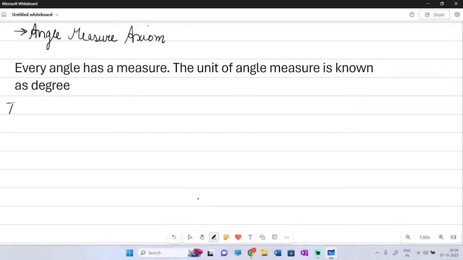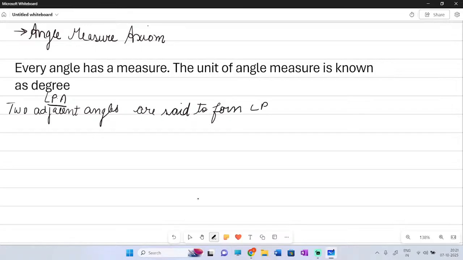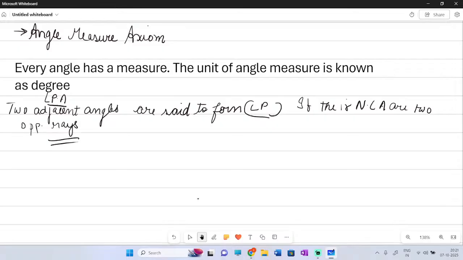So 2 adjacent angles. This is different: linear pair axiom, LPA. 2 adjacent angles are said to form a linear pair, LP, if their non-common arms, NCA, or uncommon arms, are 2 opposite rays. OPP means opposite rays. This is it.